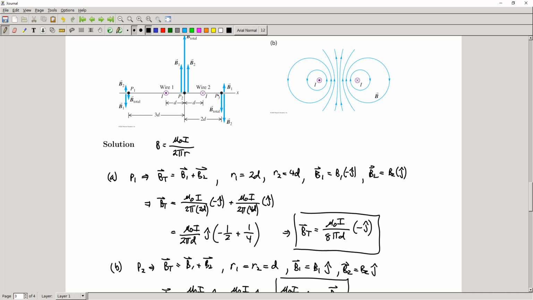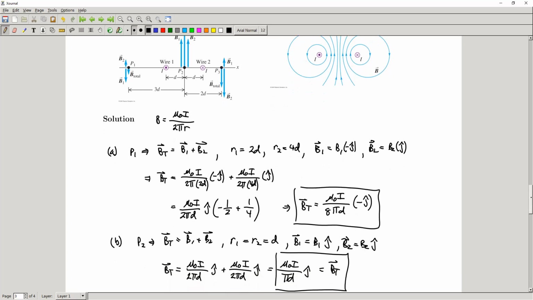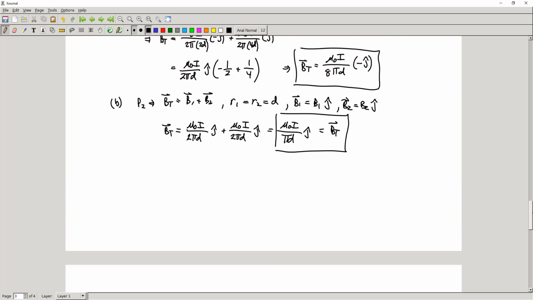Let's take a look at point P3 now. What do we have going on at P3? Again, if we follow the right-hand rule, our B1 contribution is going to be pointing in the j hat direction, thinking about the right-hand rule on wire 1. And our B2 contribution is going to be pointing in the negative j hat direction by thinking of the right-hand rule on wire 2, okay? And it's going to be a distance of 3d from wire 1 and a distance of d from wire 2. Okay, so let's write all that out and then get to solving here.